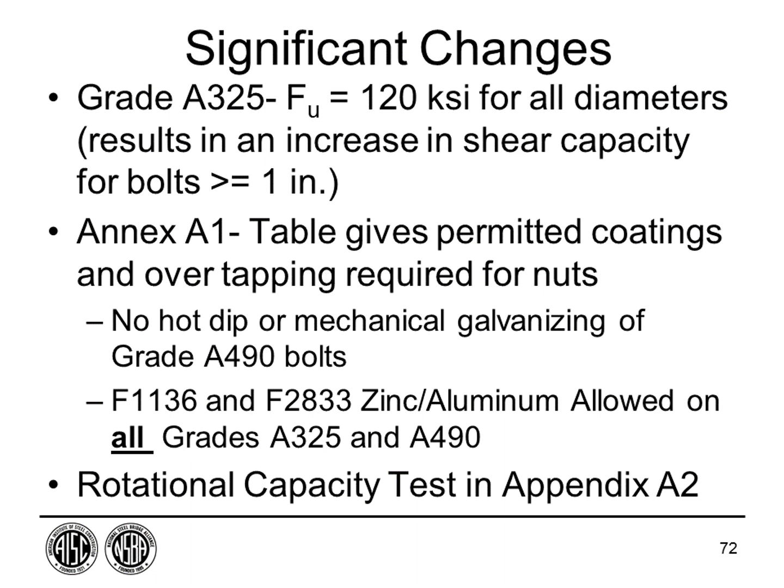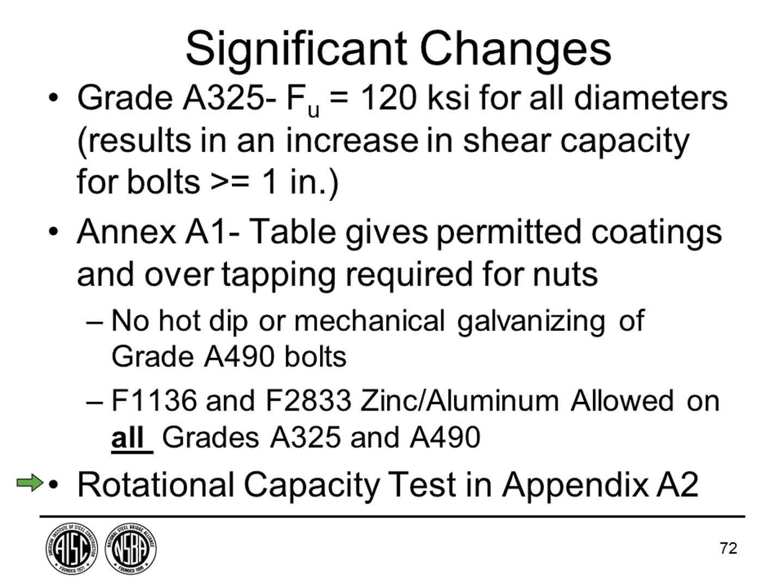There is a new coating that's been allowed. It's a zinc aluminum applied coating, not a mechanically galvanized or a hot dip galvanized, but it's a sprayed-on type coating. And that's available for both A325 and A490. So this is something that will provide corrosion protection similar to a galvanized bolt, but also can be applied to an A490.